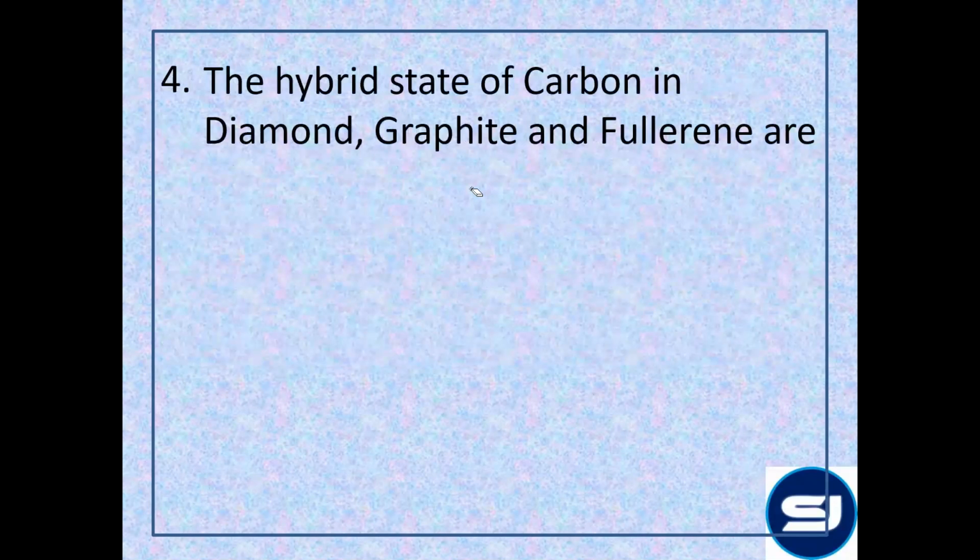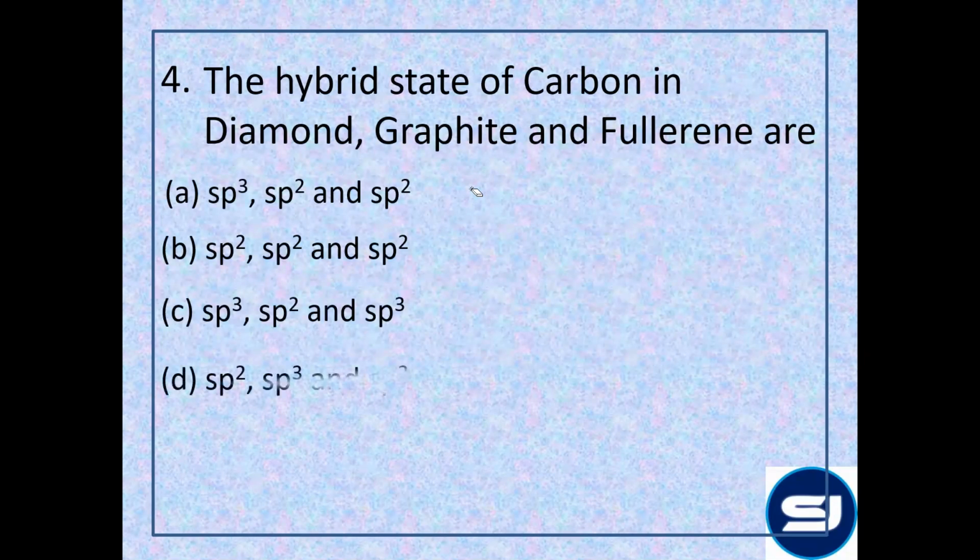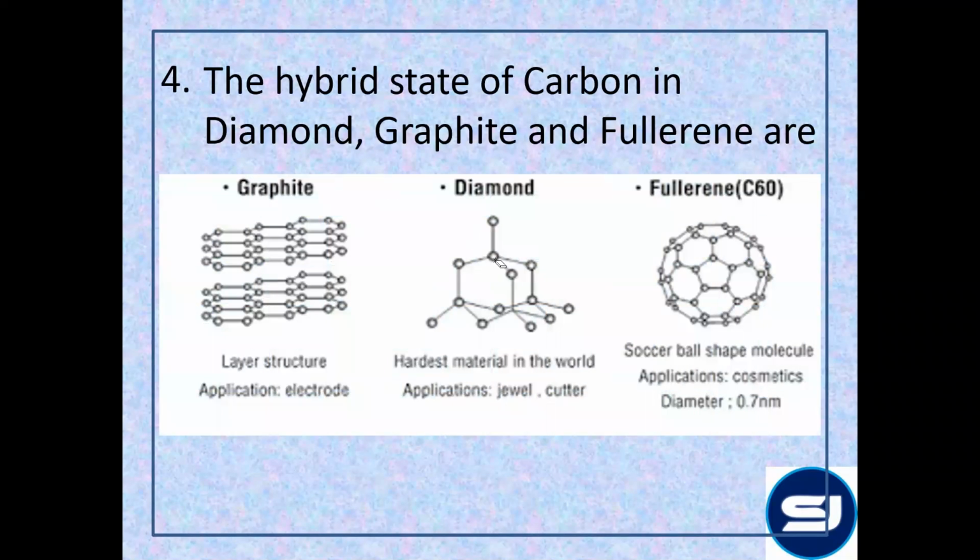The hybrid state of carbon in diamond, graphite, and fullerene are? What is the correct combination? First option: sp3, sp2, and sp2. Diamond is a covalent network in which each carbon is tetrahedrally bonded to four other carbon atoms. Hence, the hybridization state of this carbon is sp3.